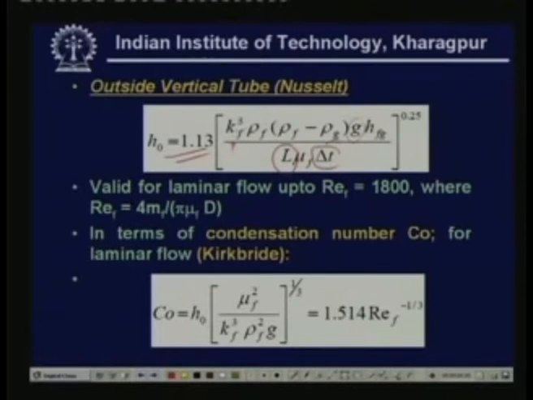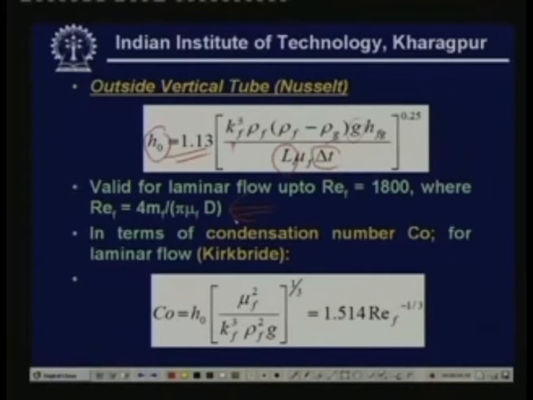If you compare the horizontal and vertical tube expressions, you find that the heat transfer coefficient for a vertical tube, if everything else remains constant, will be larger compared to a horizontal tube, because condensate can drain out better in case of a vertical surface. So you get a higher heat transfer coefficient here. And the above expression is valid for laminar flow, that means up to Reynolds number of 1800, and the Reynolds number here is defined as Re_f. This is the Reynolds number expression.